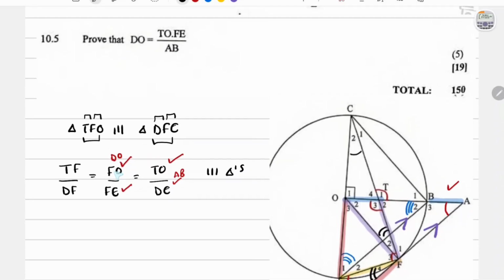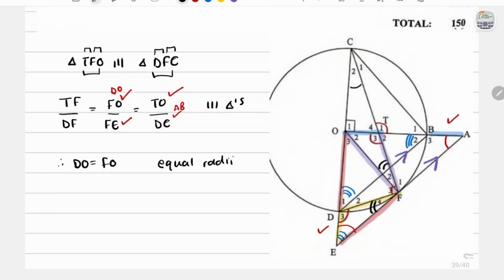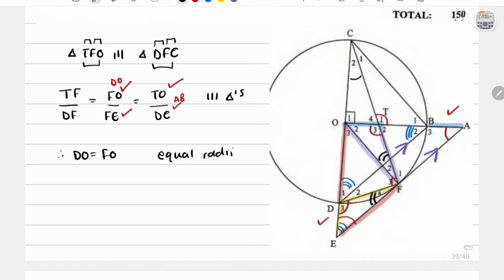So since they used DO instead of FO, I'll show them that DO is actually equal to FO because of equal radii. So equal radii, those ones are equal. And the second thing I need to show them is this DE and this AB. How are they actually equal?